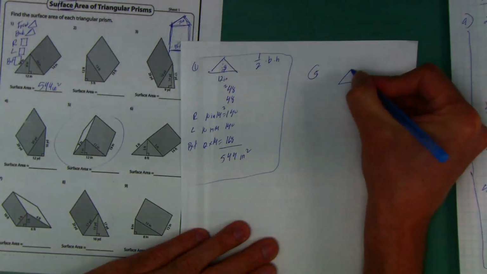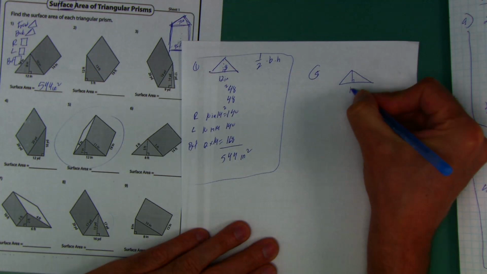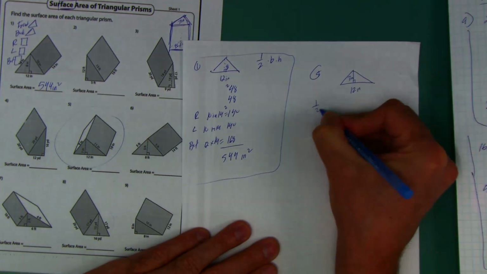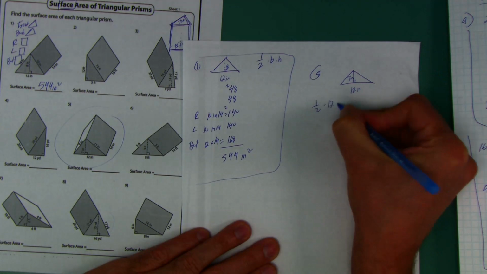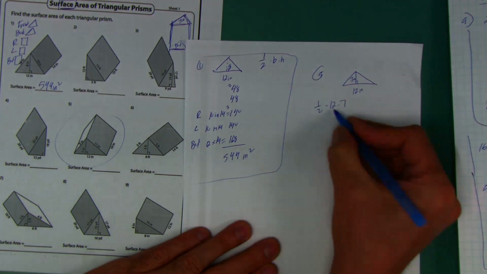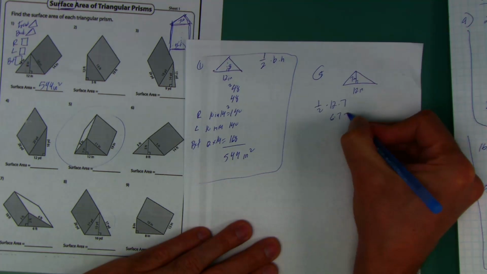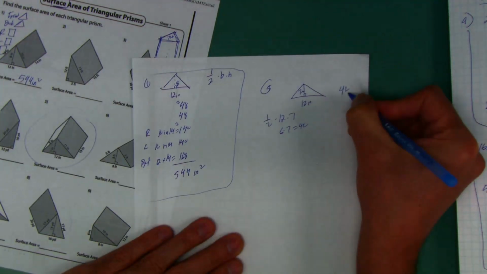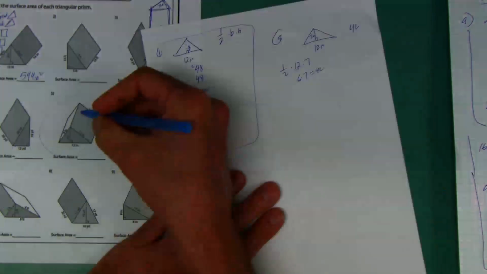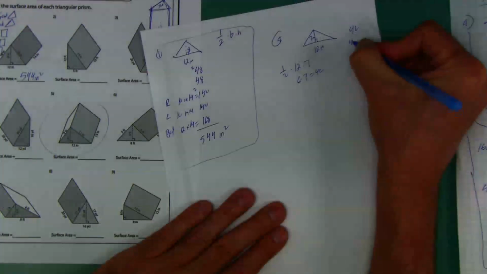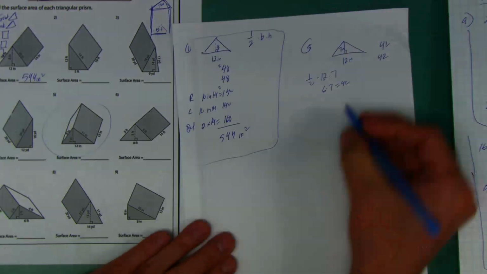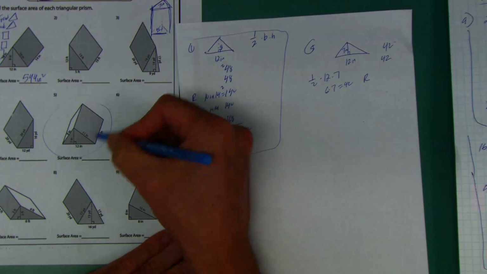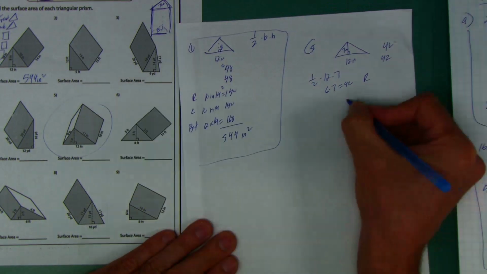Number 5, the top and the bottom, or the front and the back, whichever way you look at it. This is 12 inches. That's 7 inches. The area of a triangle is 1/2 of 12 times 7. Half of 12 is 6. 6 times 7, 42. So that's going to be 42. The back of that will be 42. And we're going to do the right side. And the right side is 19 times 11.